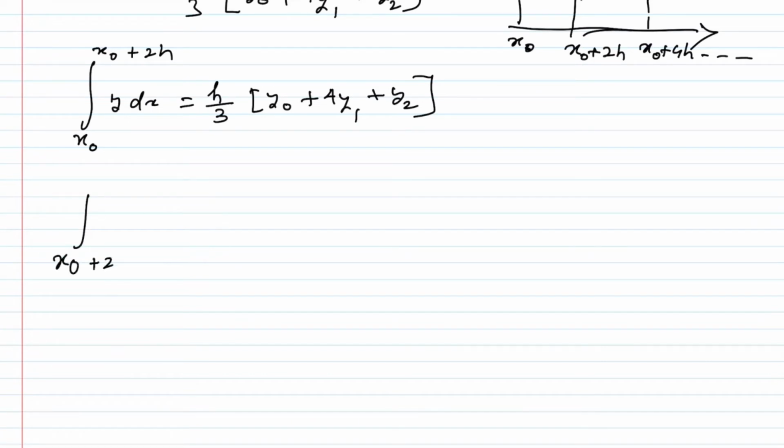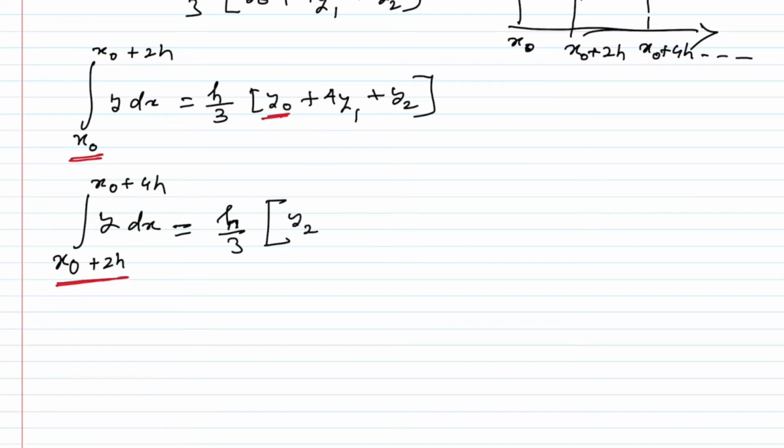So next will be the integral from x naught plus 2h to x naught plus 4h of y dx. Here it will be equal to h by 3 again. Now look at this. When we started from x naught, we had y1. Here this is x naught plus 2h. When you have x naught plus 2h, then you have to start from y2. Here this y naught will be y2, this 4 y1 will be 4 y3, and this y2 will be y4.